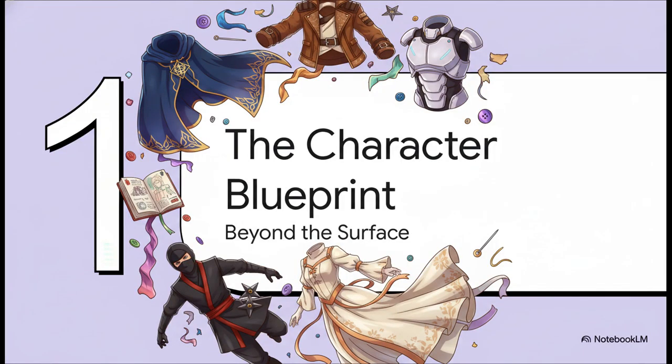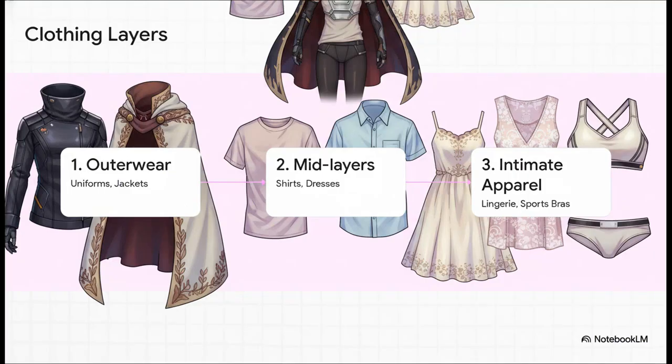So, to see how this blueprint is actually built, let's start with the very first component. What's on the surface? Their clothing. The whole approach is super systematic. It's all about peeling back the layers from the outside in. It starts with the outerwear, a uniform or a jacket. Then it moves to the mid-layers, and finally, it reveals the intimate apparel. This deliberate deconstruction shows us way more than just an outfit.